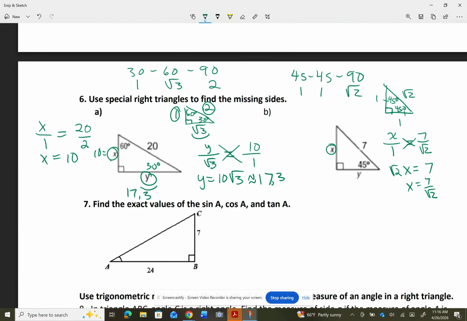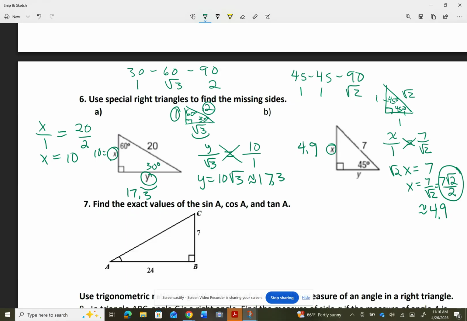Now 7 over the square root of 2 is not typically an acceptable final answer. If you've ever done radicals, not in our class, but in any other class, you may have learned to rationalize the denominator. So you'll a lot of times see the exact answer given to you this way, but we're not dealing with radicals, so we'll actually just take 7 divided by the square root of 2 to get an answer, and what we'd find out is that that's about 4.9. So this side is about 4.9.